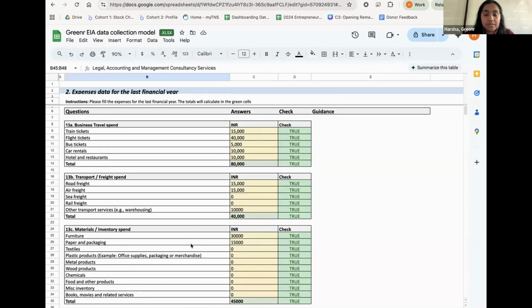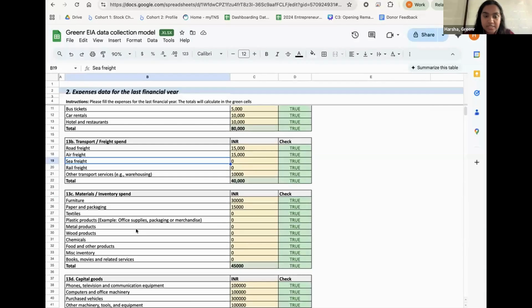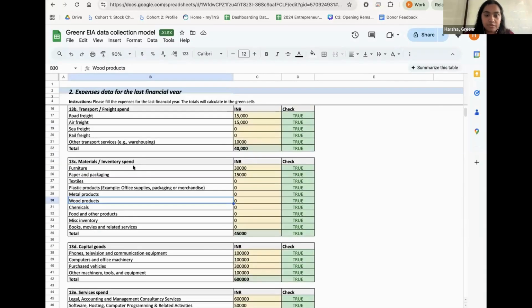And then this is a little bit more detailed. So this is scope 3. Here we are capturing expense data across different categories: business travel, transportation, and materials that they've purchased. And we've detailed out the different categories. It could be furniture, paper, textiles, metal, wood. All of these different products would have a different emission factor associated with it, which is why it is very important to break them down in each category.